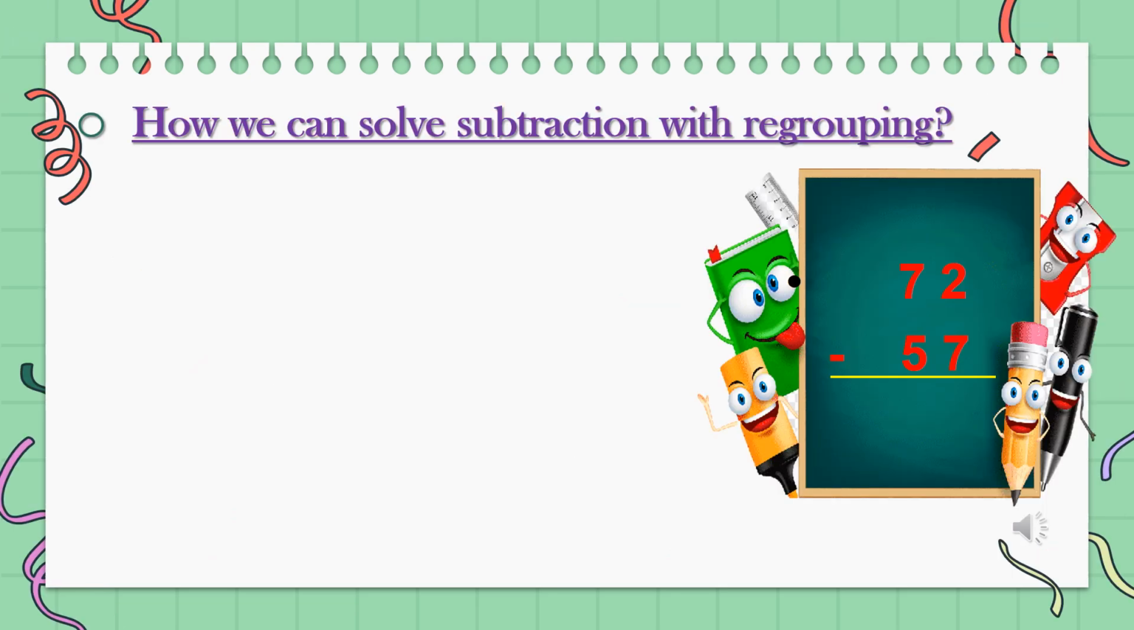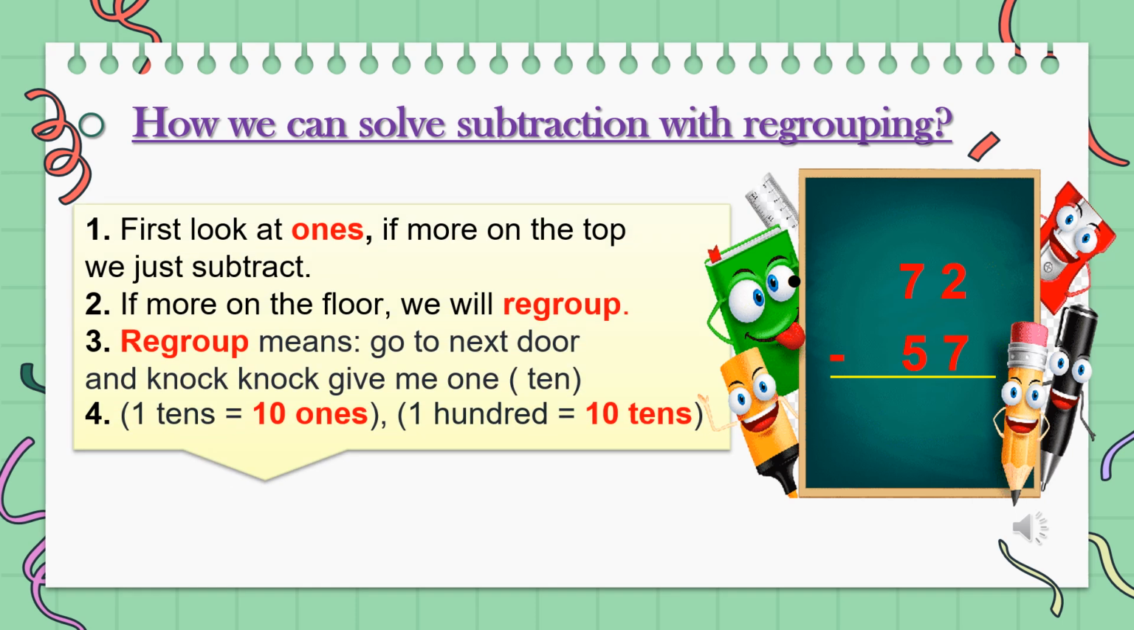How can we solve subtraction with regrouping? We have steps. Number 1: first, look at ones. If more on the top, we just subtract. Look here, 2 in ones, is it more on the top? No. So step number 2: if more on the floor, we will regroup. So let's look again, is it more on the top or more on the floor? More on the floor. So we need to regroup.